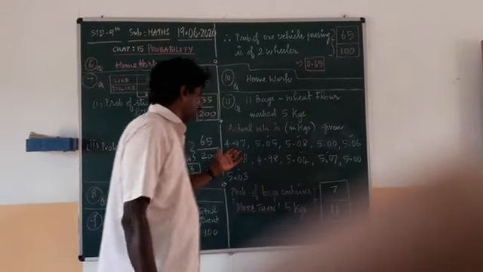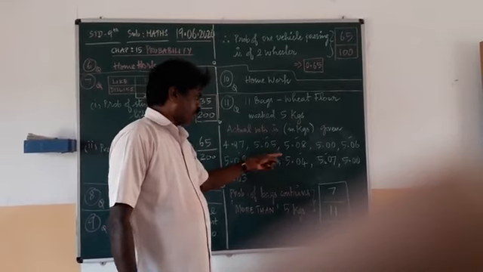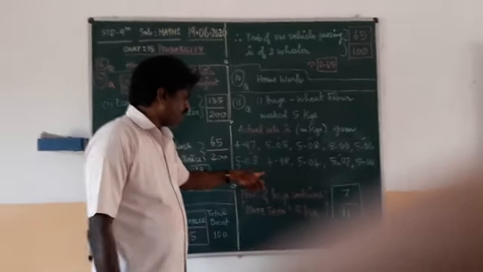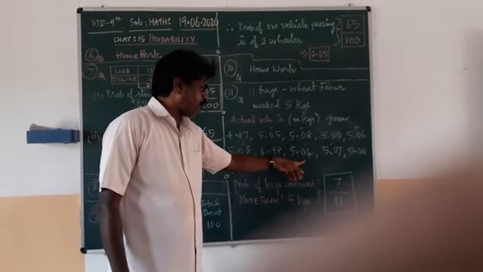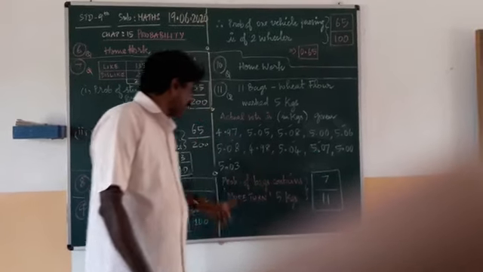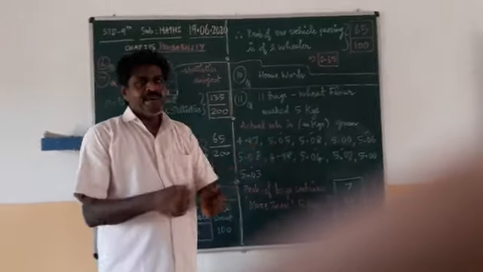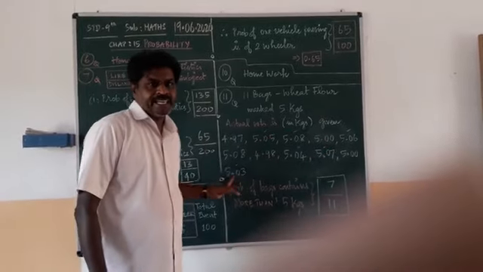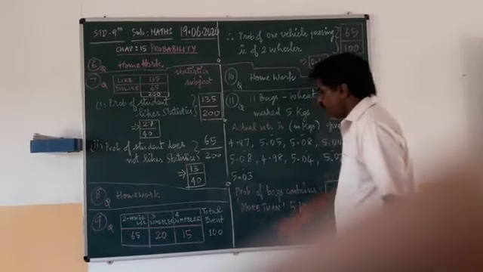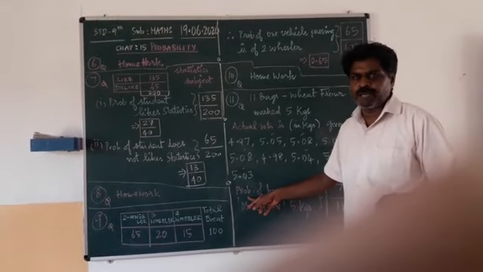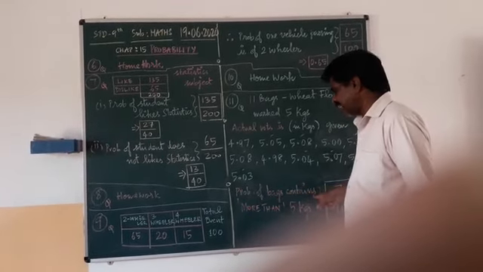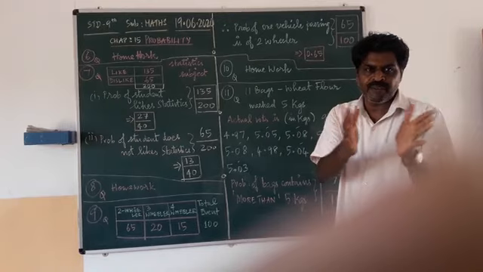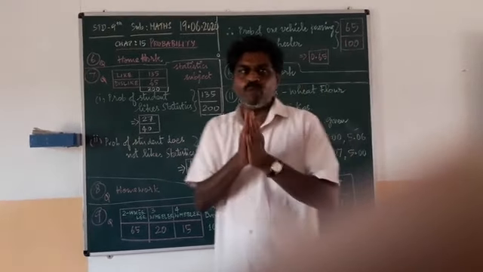The weights are: 4.97, 5.05, 5.08, 5, 5.06, 5.08, 4.98, 5.04, 5.07, 5, and 5.03. Totally 11 bags were put in the weighing machine and the weight of each bag was recorded. What is the question in the problem? The probability that a bag contains more than 5 kg. How many bags have more than 5 kg?